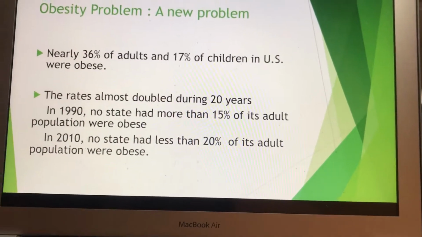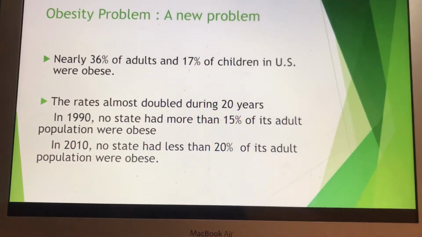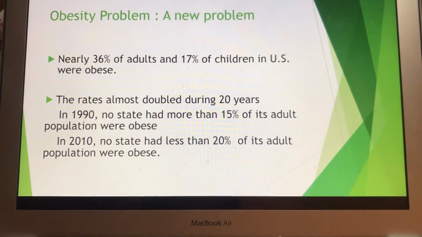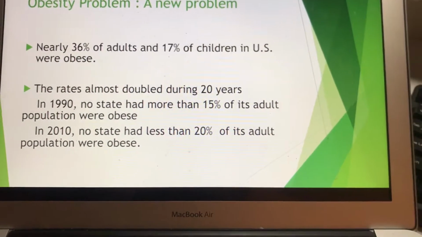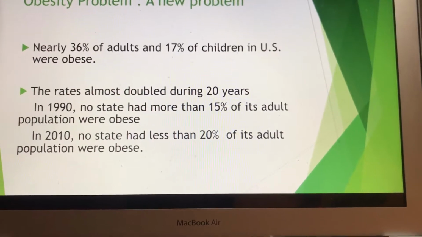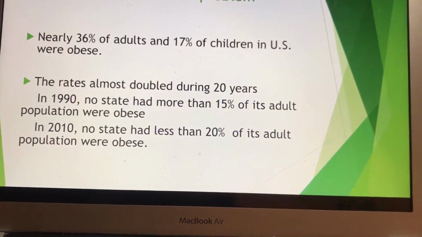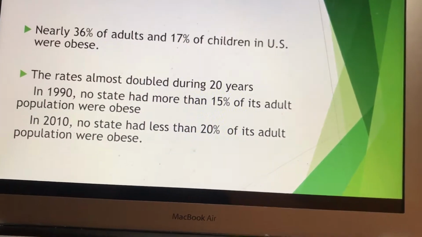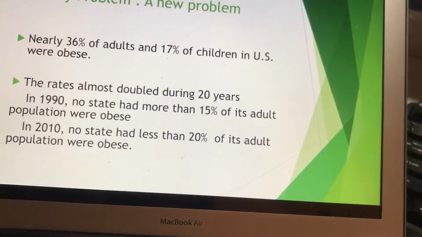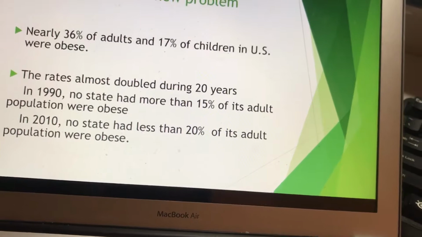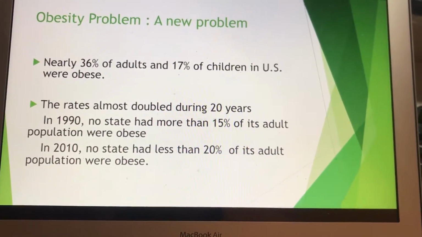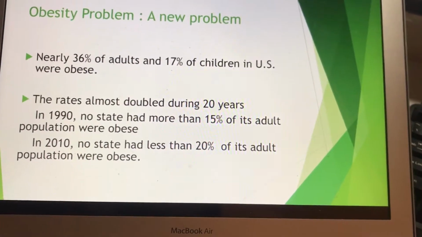And I think the obesity problem is a really new problem. According to the research, nearly 36% of the adults and 17% of children in America were obese. And if we see the data in the research, in 1990, no state had more than 50% of its adult population classified as obese, but only 20 years later, many states have rates over 30%, and there's no state with less than 20%. So we could say that it is a really new issue, and the obesity rate increased significantly during the past 20 years.